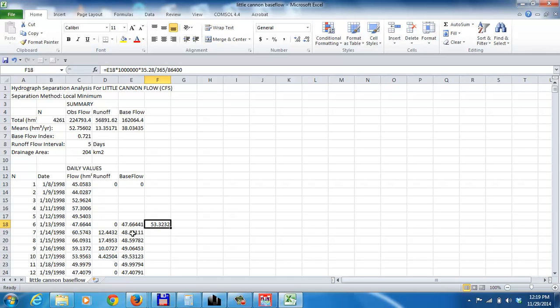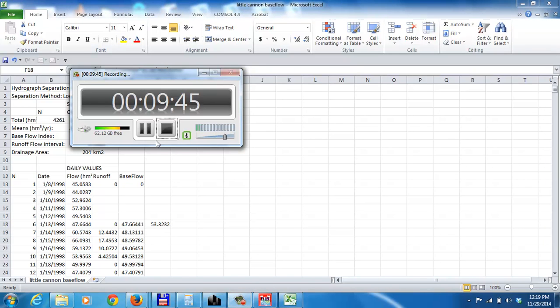This value corresponds to the 47 million cubic meters per year, which is the same thing as 53 cubic feet per second. And you do that for the entire column. Okay, with that, that ends this video.